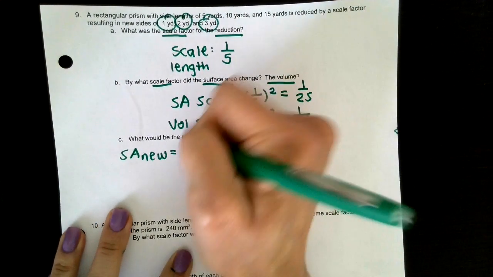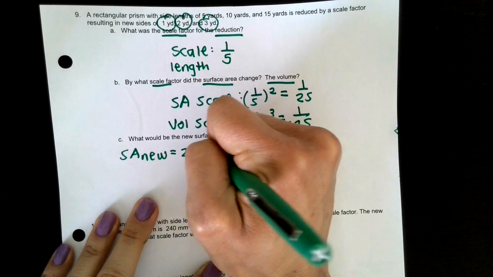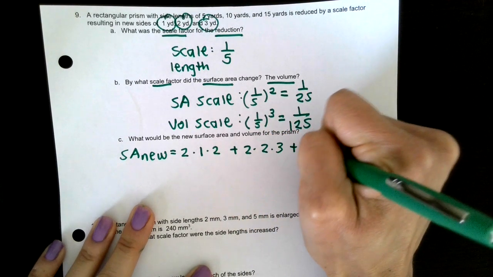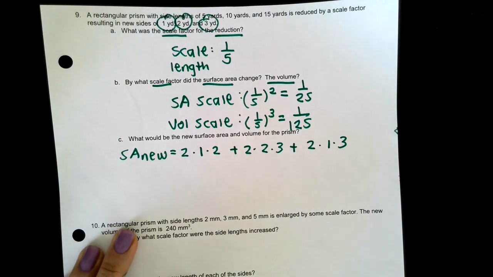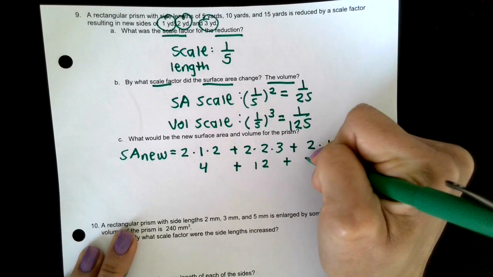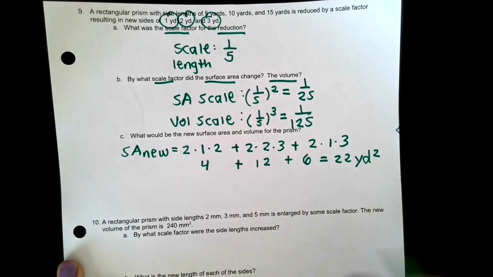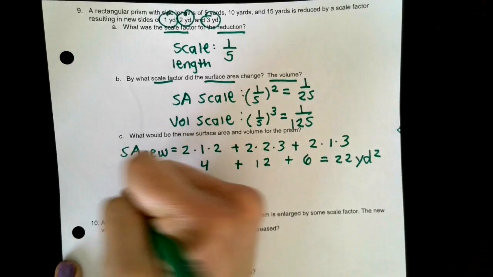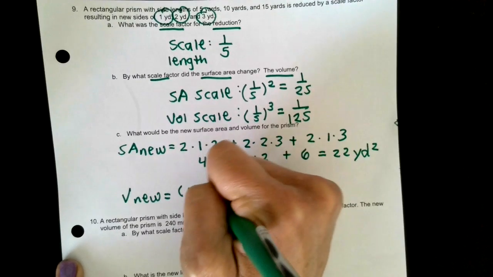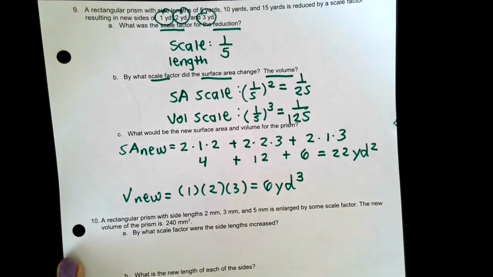So the surface area, I need combinations of all of those numbers. So I'm going to multiply 2 combinations of 1 and 2, 2 combinations of 2 and 3, and 2 combinations of 1 and 3. So I get 4 plus 12 plus 6, which is equal to 22 yards squared for my new surface area. And my new volume, I'm going to just multiply 1 and 2 and 3 together. Those are my dimensions, and that is 6 yards to the third power.